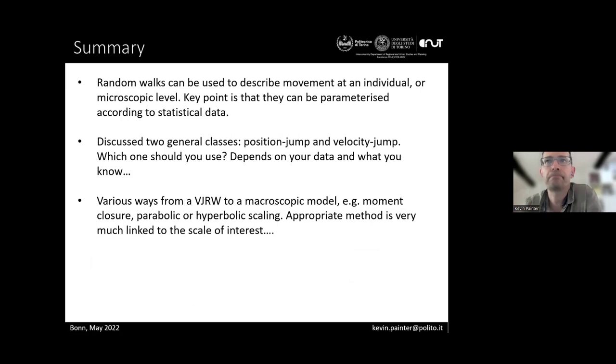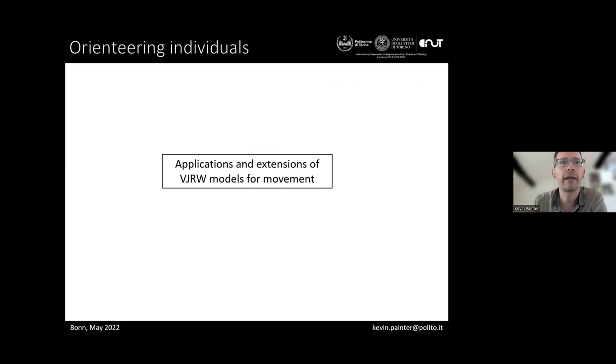Okay. I've also talked about the various ways to go from a velocity jump random walk to a macroscopic model, and the appropriate method is very much linked to the scale of interest, whether you're out where the parabolic scaling applies, or whether something like a hyperbolic scaling is more appropriate, and so forth. So anyway, that summarizes those results on random walks.